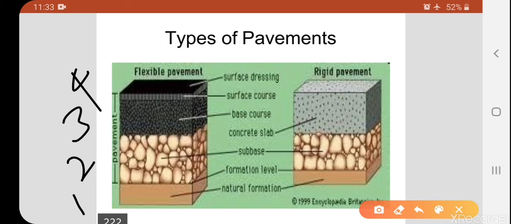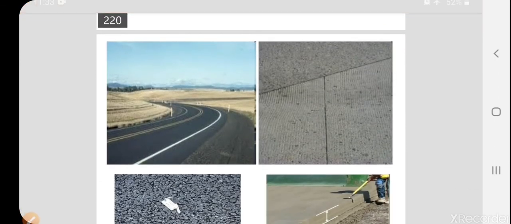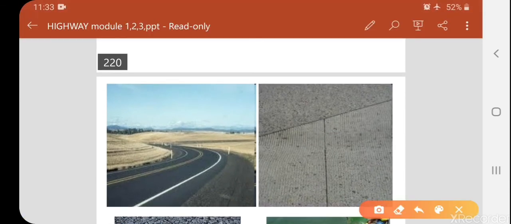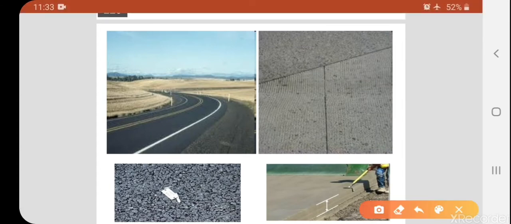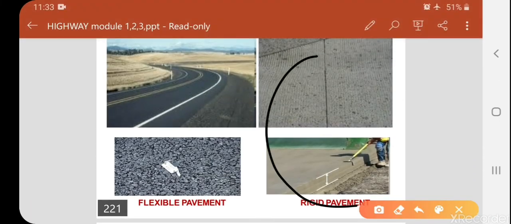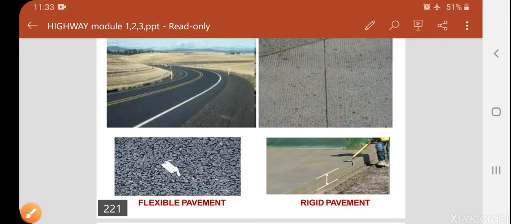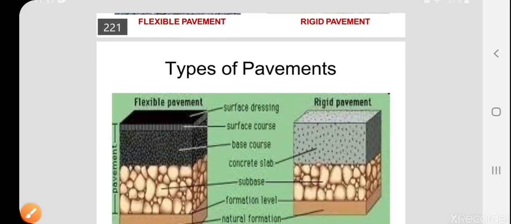Now we need to concentrate on the design procedure. First, these are examples of flexible pavements, which may be made up of bitumen or asphalt. We can see that clearly. And these two are examples of rigid pavements. Here they take only 2 or 3 layers; sometimes they go with only 2 layers, sometimes with 3 layers.